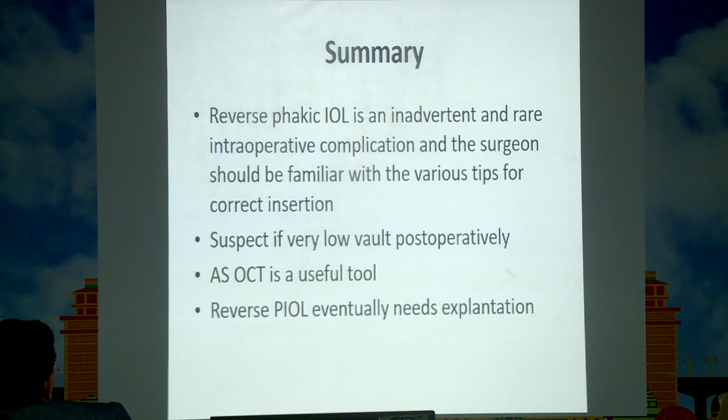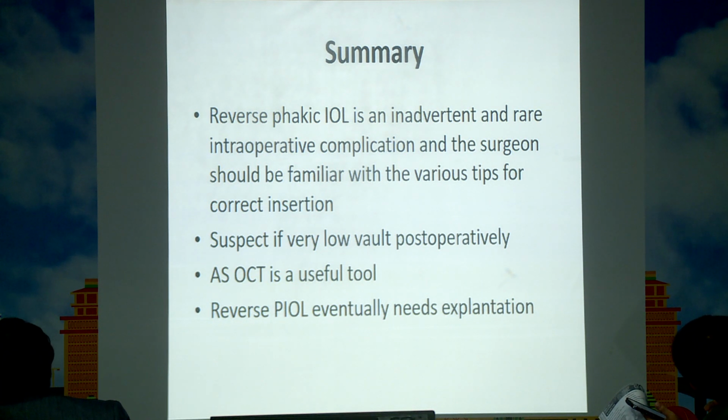So just to summarize, reverse phakic IOL implantation is an inadvertent and rare intraoperative complication, particularly for those surgeons who are venturing into phakic IOL implantations. One should be very careful while loading and while injecting the lenses, so that you don't end up in a problem. And always suspect when you find a low vault post-operatively. Anterior segment OCT can be very useful to confirm this diagnosis. And it should always be explanted once you get this.